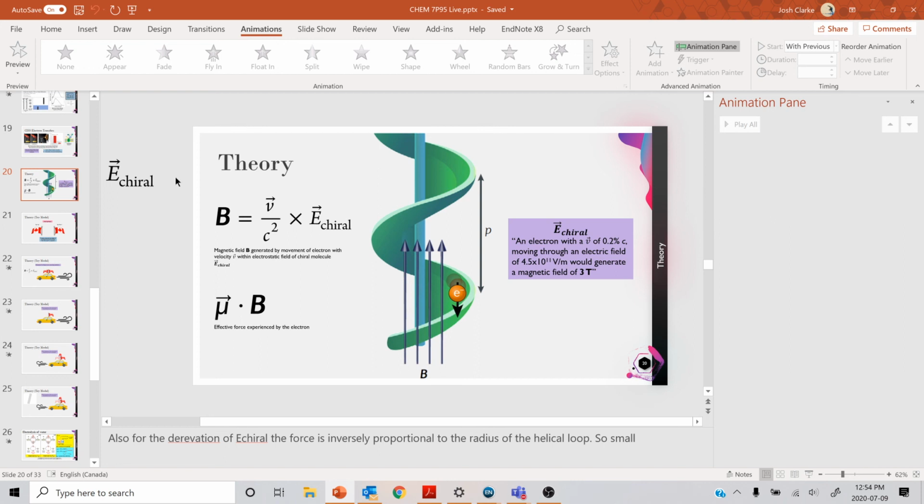Just due to the transition from one atom to another within the molecule. In the paper I read, they described that it would be about 2% the speed of light moving through this chiral molecule.